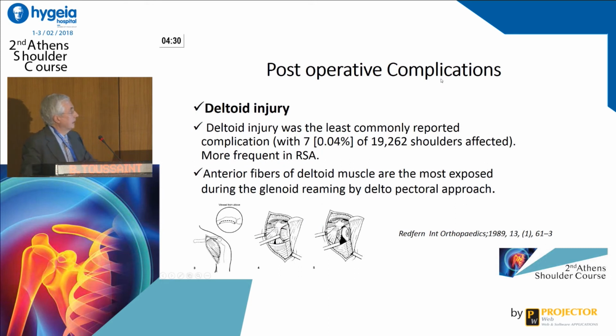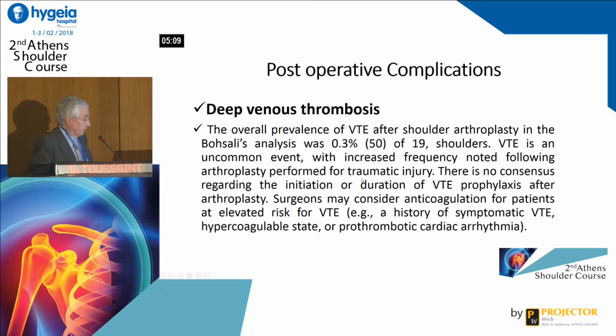Another complication is deltoid injury, and it's the least commonly reported complication. And if you have a big, difficult prosthesis to do, there is a trick reported by Angus Wallace, with osteotomy of the clavicle just at the level of insertion of the deltoid onto the clavicle. You can move the clavicle with the deltoid, and you increase the exposure of the shoulder, and you reduce the risk of damage to the deltoid.